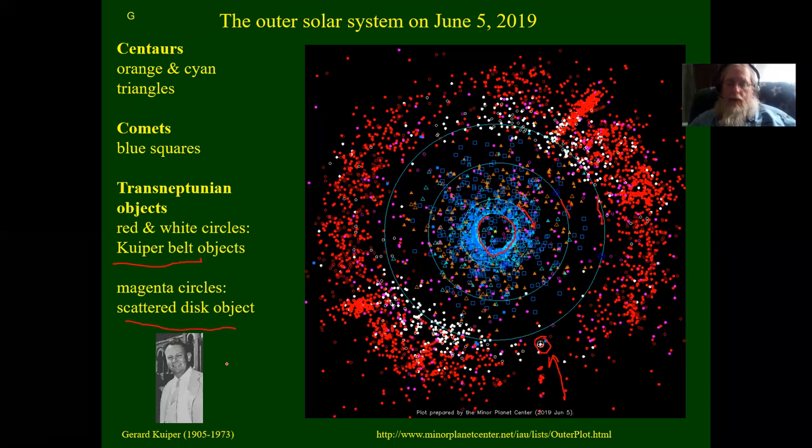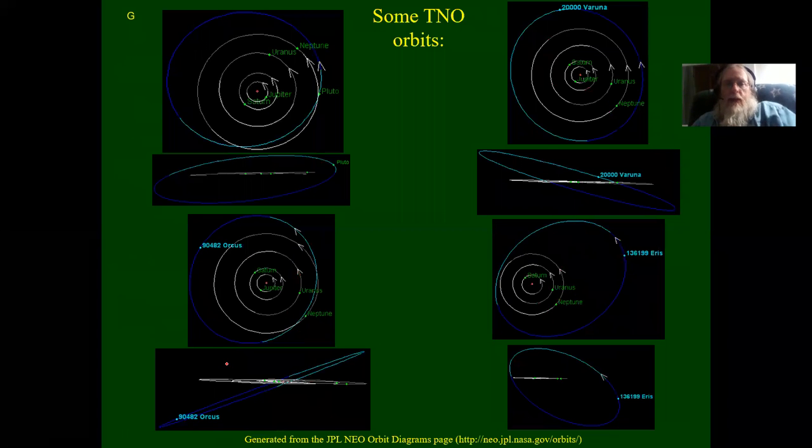All right, let's see. Here are some trans-Neptunian object orbits, including that of Pluto. And so you can see the idea is they can be a bit more eccentric and a bit more inclined than those orbits of the major planets, but they're not really extreme.